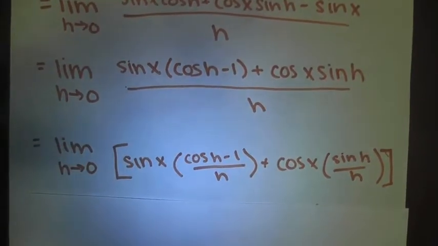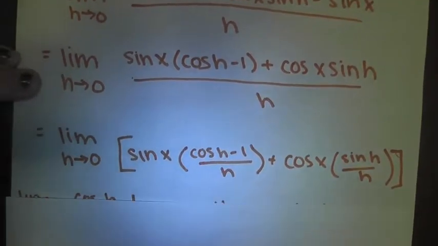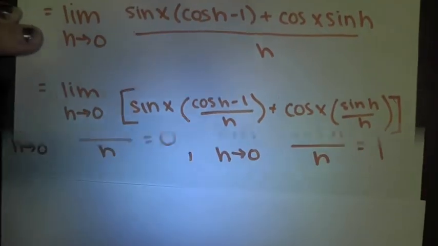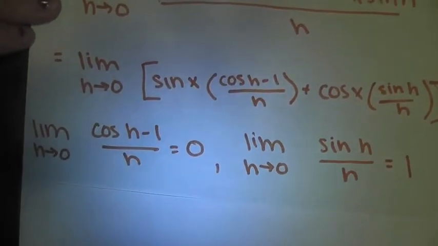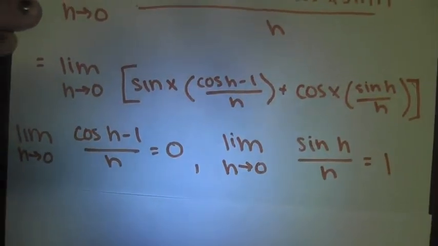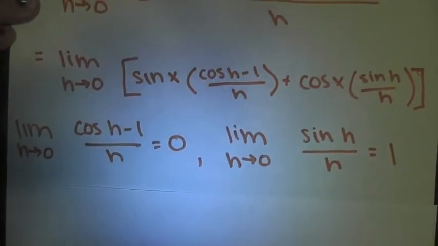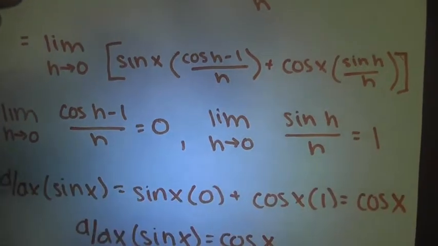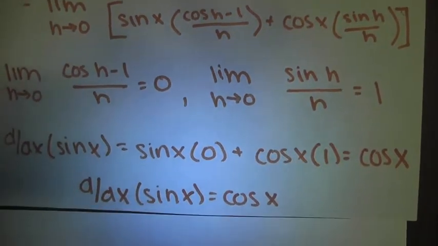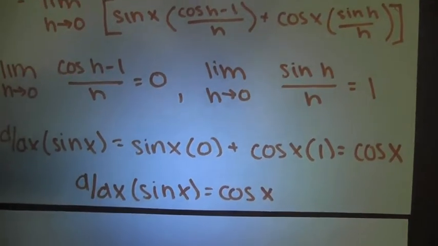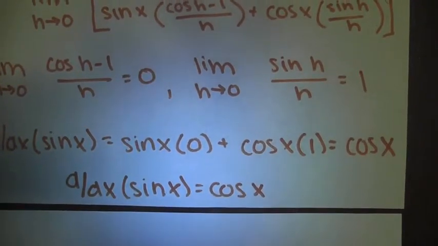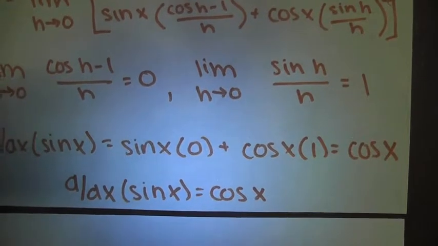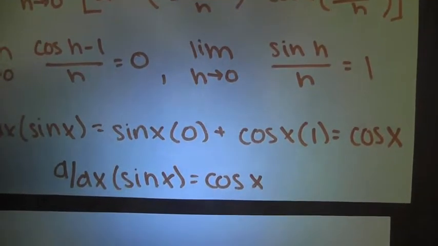Next, split that fraction into two separate fractions over h. From there, you have the limit as h approaches 0 of cosine h minus 1 over h is 0, and the limit as h approaches 0 of sine h over h is 1. Therefore, the derivative of sine x is sine x times 0 plus cosine x times 1, which is cosine x. We have just proved that the derivative of sine x is cosine x.